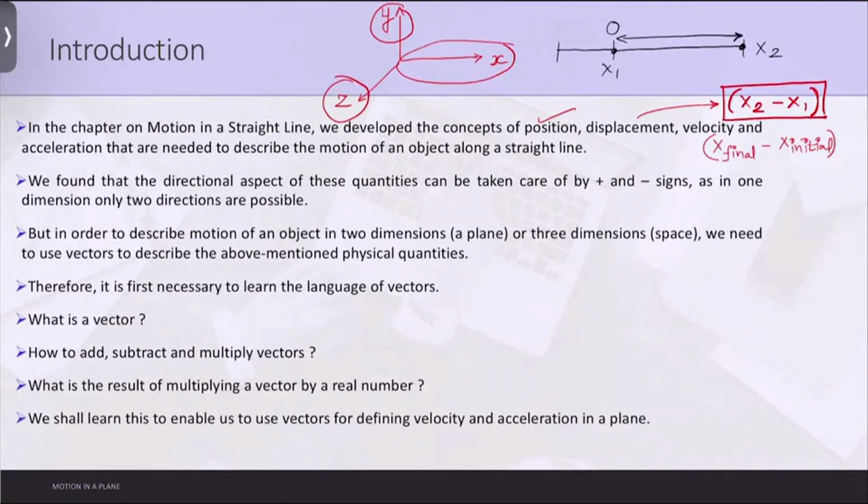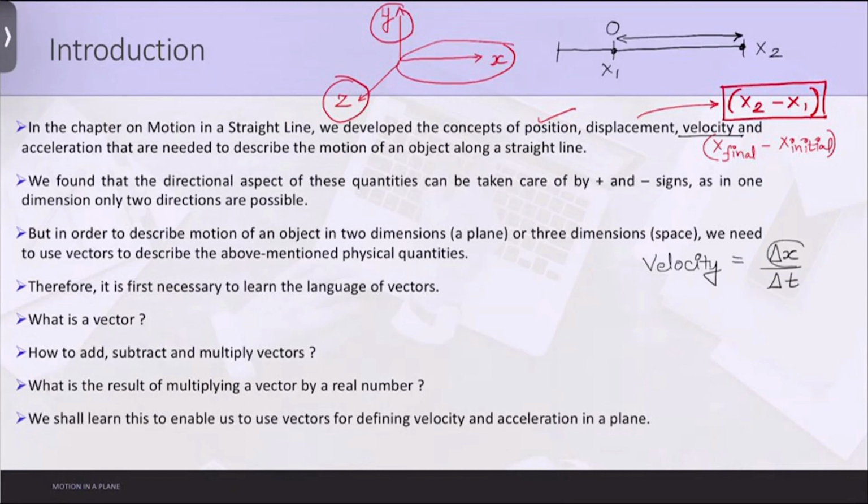The difference between path and displacement was covered in the previous lecture of motion in a straight line. If you have not understood that concept, you can go back and refer to it. Okay. Then the next thing was velocity. What is velocity? Velocity is nothing but delta x upon delta t.